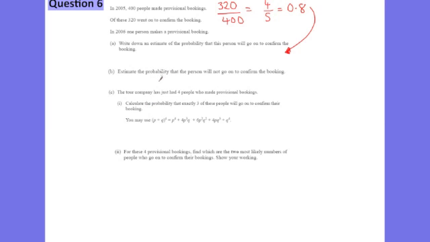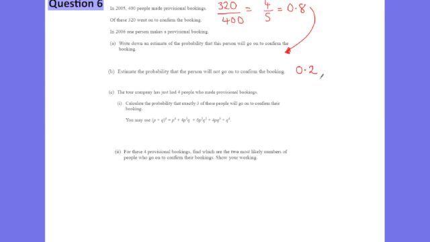We're then asked to estimate the probability that the person will not go on to make the booking. Making the booking and not making the booking must add up to 1. So the probability of not making the booking, confirming, must be 0.2, so that these 2 values for the probability add up to 1.